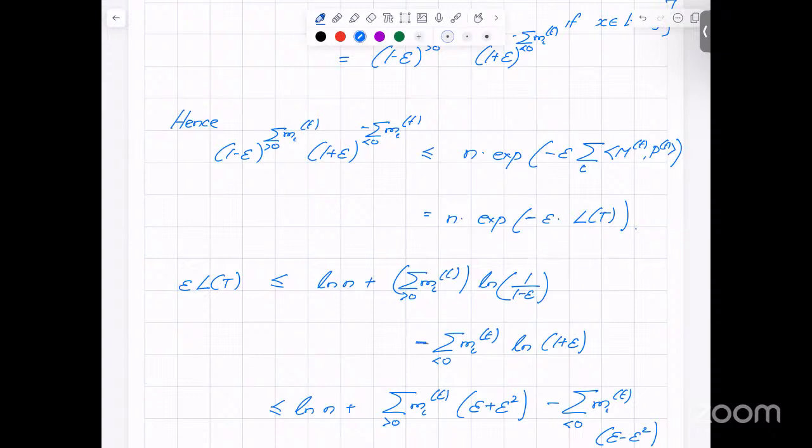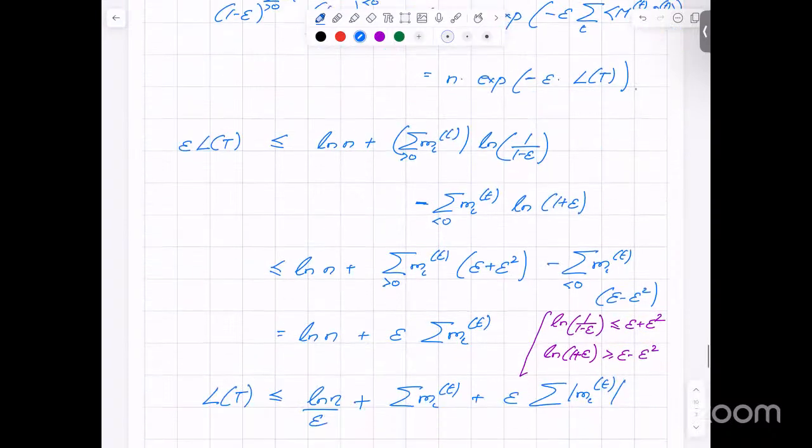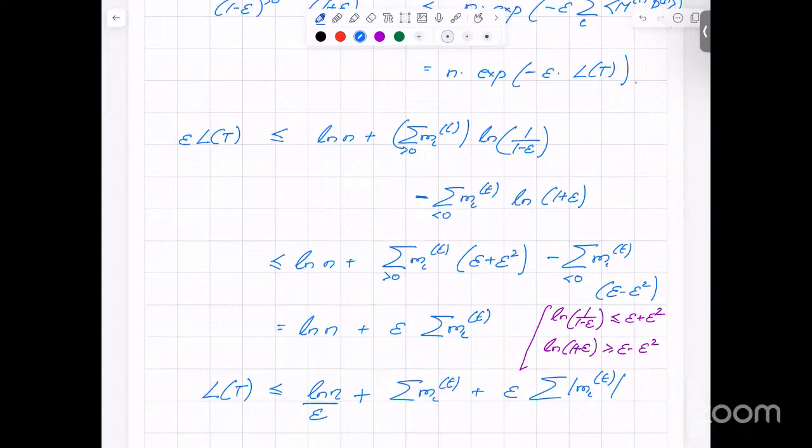That's fine. There's a negative sign over there. So now I need an upper bound on ln 1 by 1 minus epsilon. Therefore, I use epsilon plus epsilon squared. I also need this minus, and we brought it to the other side. Which minus?